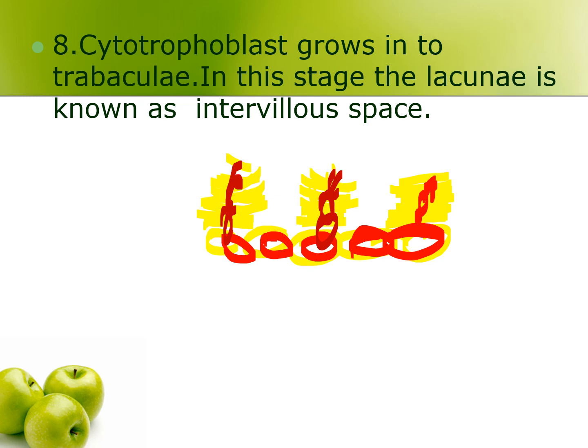And now here we know that maternal blood vessels are there. This is the cytotrophoblastic layer which has grown into the trabecula, or into the syncytial trophoblast. In this stage, this lacunae we are calling as intervillous space. Okay, this is intervillous space, and this is trabeculae, and inside that is a layer of cytotrophoblast.